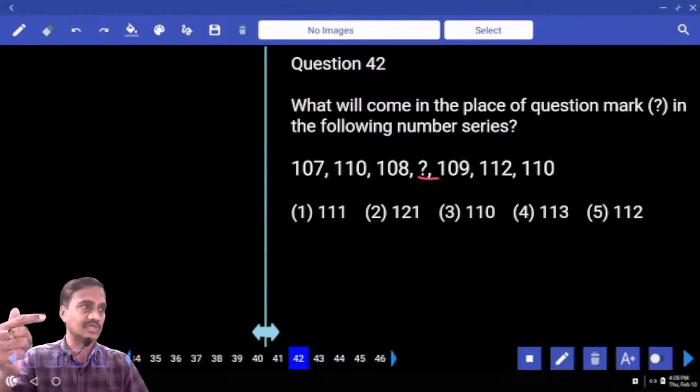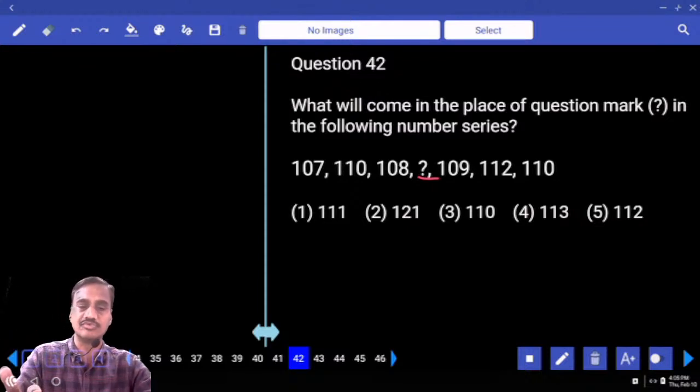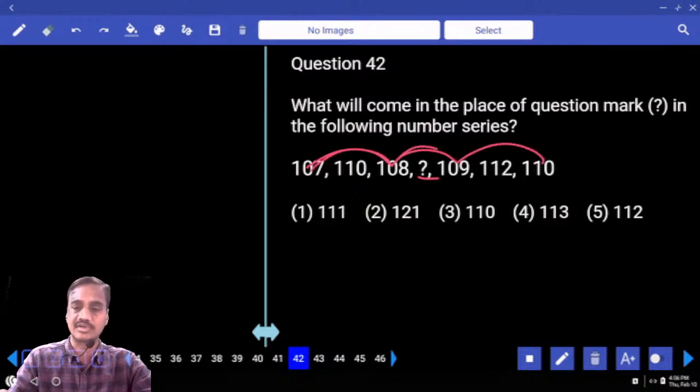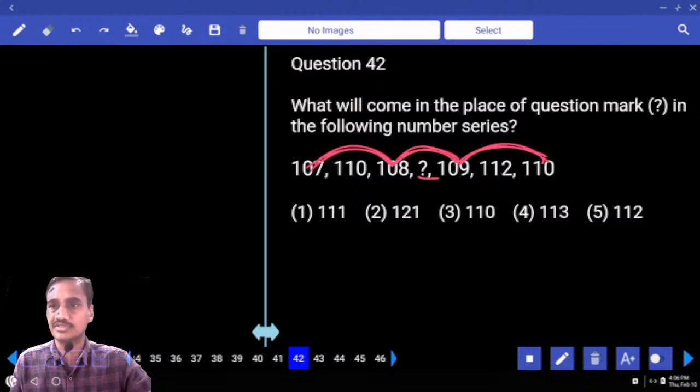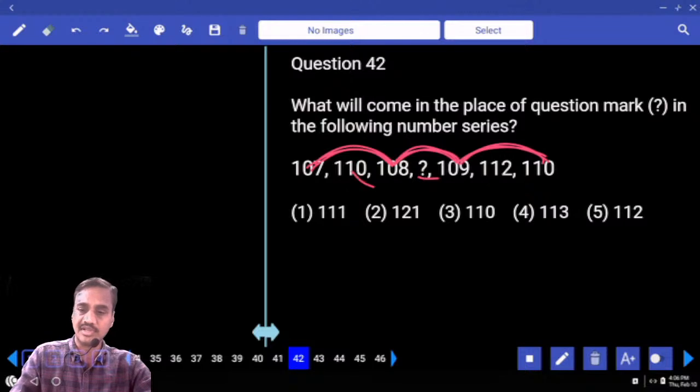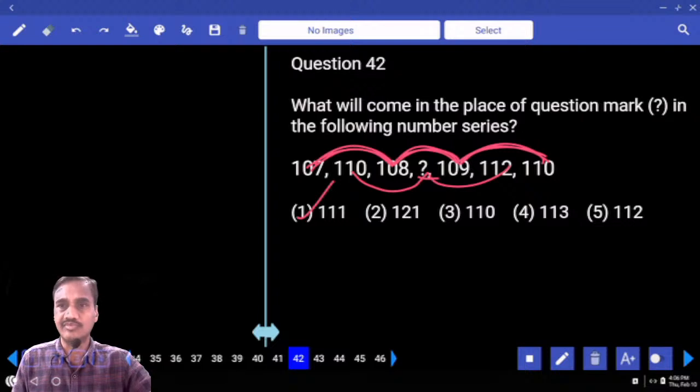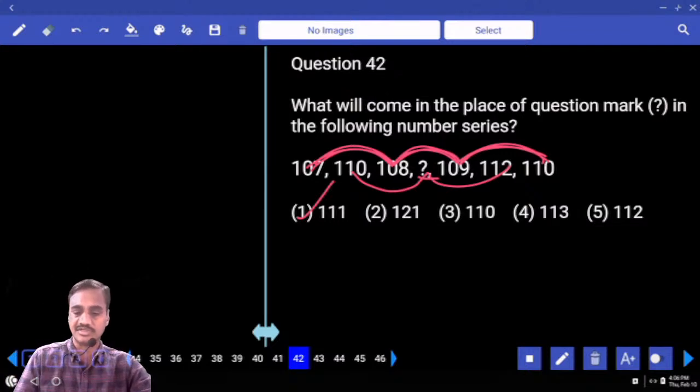107 to 110 is increasing, and the next is decreasing. Numbers are increasing and decreasing, so you need to go for alternate series. 107, 108, 109, 110: all the alternate numbers are consecutive numbers. Then next, 110, 111, 112. What is your answer? 111. Every alternate number is consecutive. The series itself is longer and numbers increase and decrease, so we need to take alternate numbers. That is question 42.